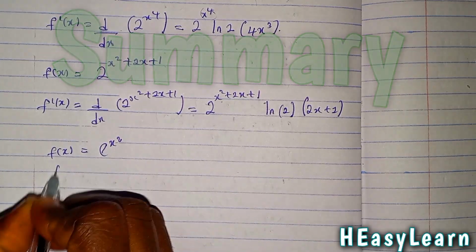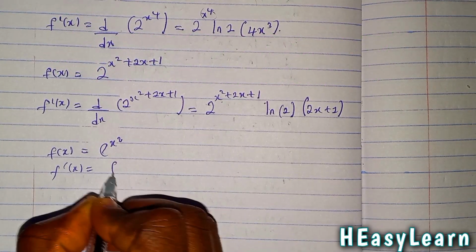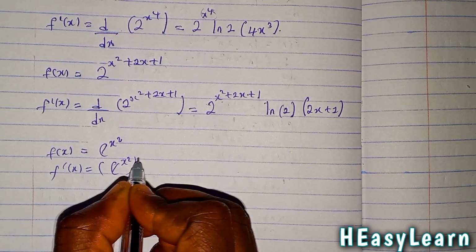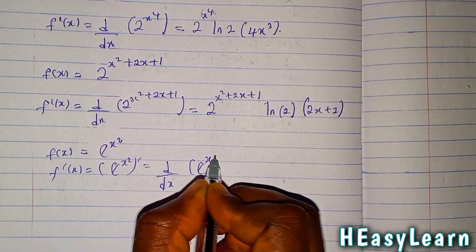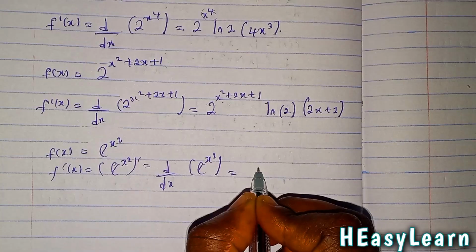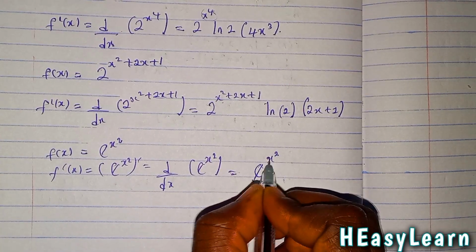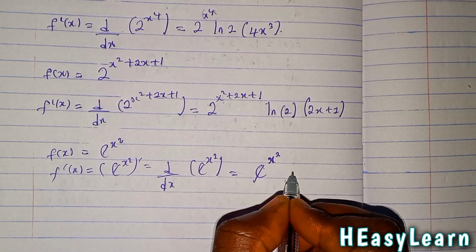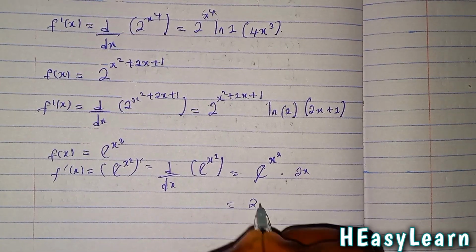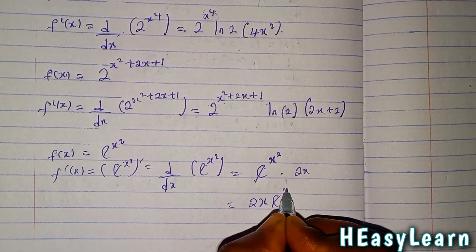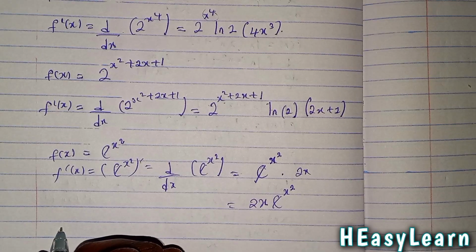Exponential x squared. The derivative of this function, exponential x squared, is the same thing as d dx of the function exponential x squared. The derivative by first principle is keep the function exponential x squared multiplied by the derivative of the power. This is the same thing as 2x exponential x squared.